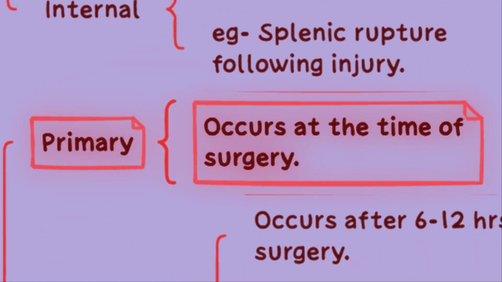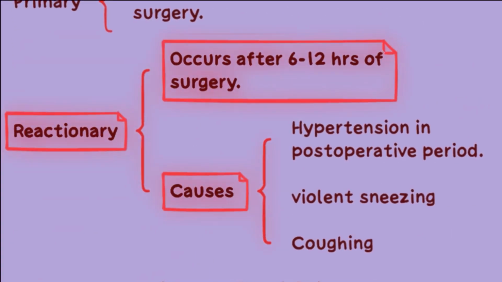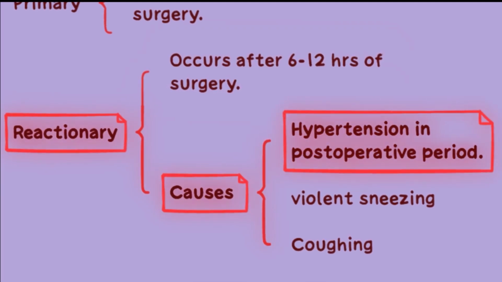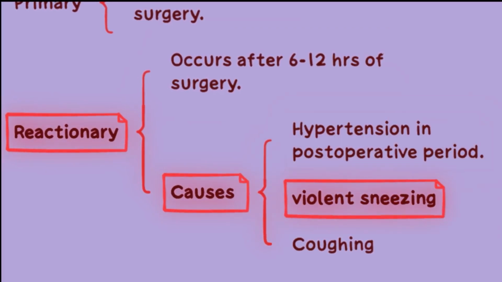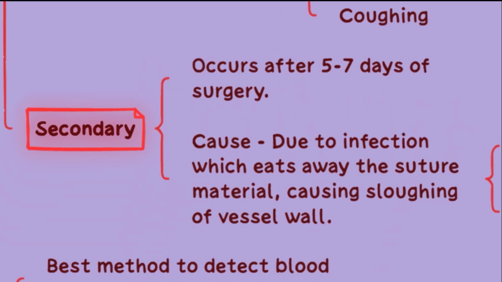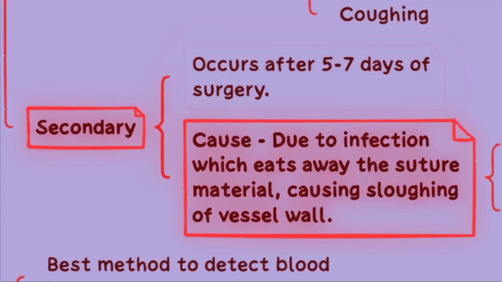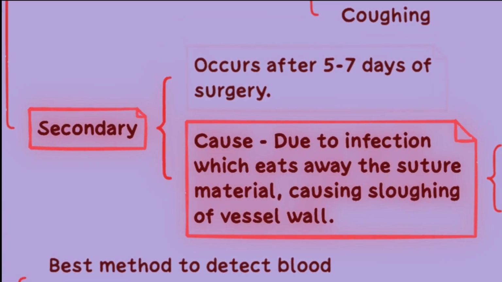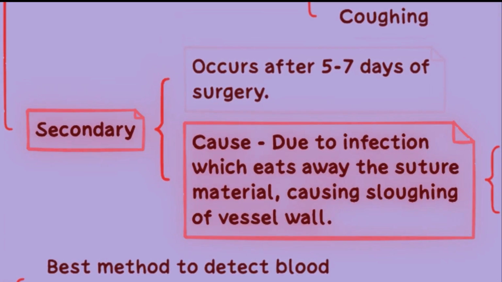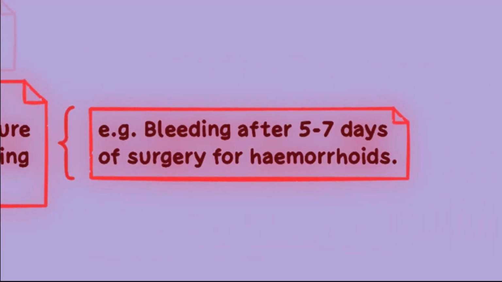Lastly, the one that is most important for your competitive exams, depending on the timing of hemorrhage. Primary hemorrhage, which occurs during surgery. Reactionary hemorrhage can occur 6 to 12 hours after surgery, often due to factors like postoperative hypertension, violent sneezing, or coughing. Or secondary hemorrhage, which occurs 5 to 7 days after surgery, typically caused by infection leading to sloughing of vessel wall, for example, bleeding after surgery for hemorrhoids.